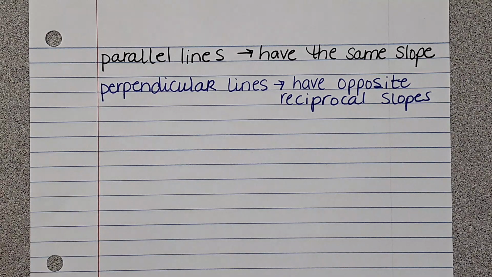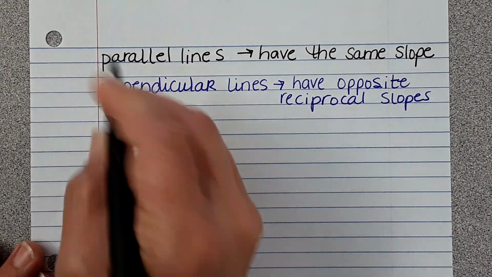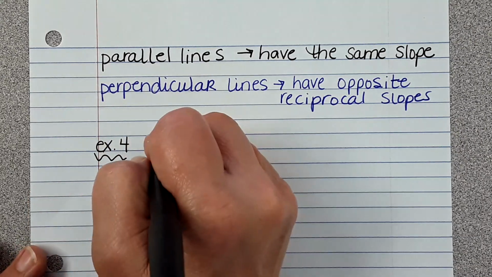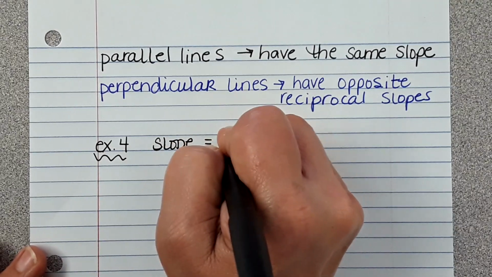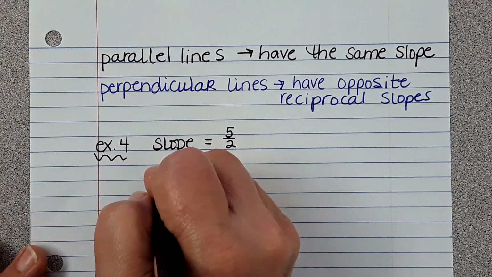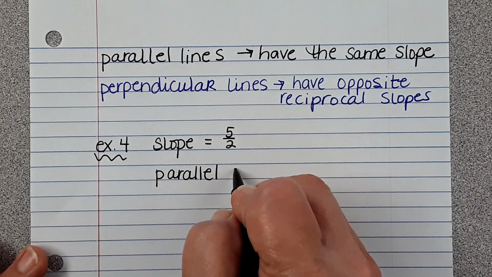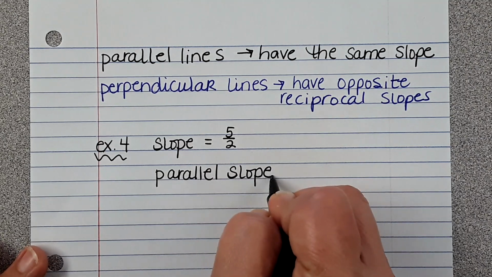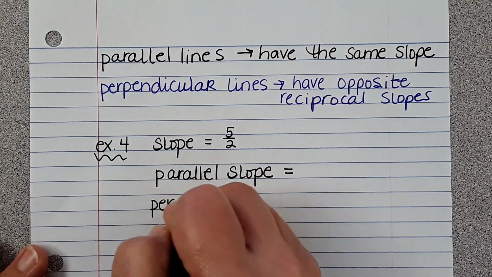So the first thing I really want to do is I just want to give you a slope, and then we're going to determine the given slope, we're going to determine the parallel slope, and then we're going to determine the perpendicular slope. So this should be example 4. If I just give you the slope and I tell you that the slope is 5/2, I want to know what the parallel slope is. And then I want to know what the perpendicular slope is.